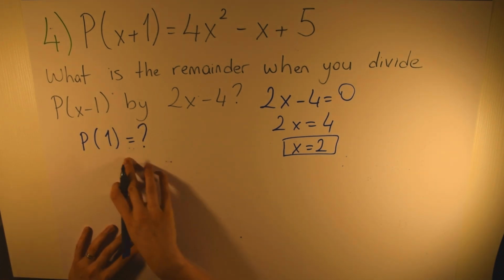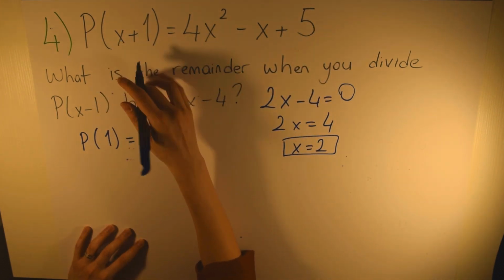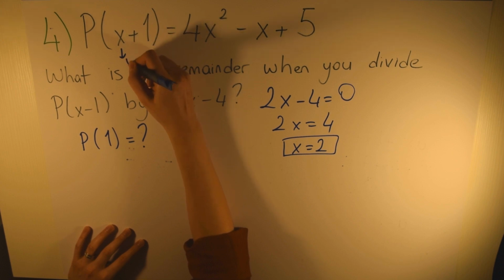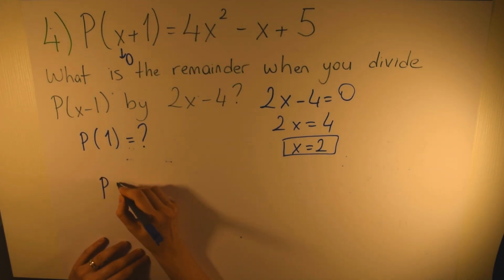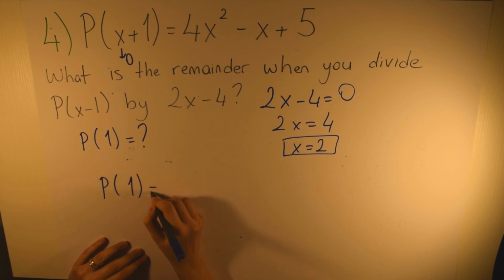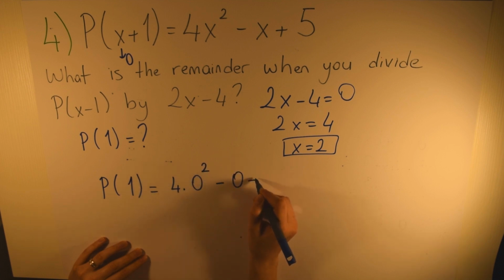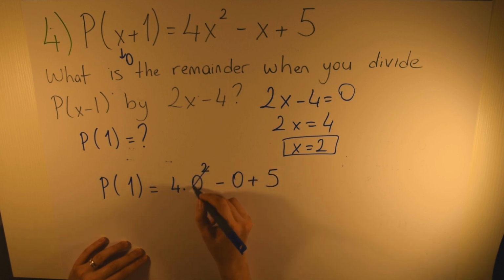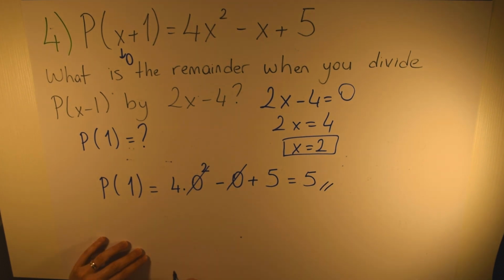So let's try to find P(1). Here, how can I find P(1)? If I put 0 instead of x, right, I can find P(1). So let's do that. P(1) is equal to 4 times 0 to the power of 2 minus 0 plus 5. This will be all 0, and our answer will be 5.